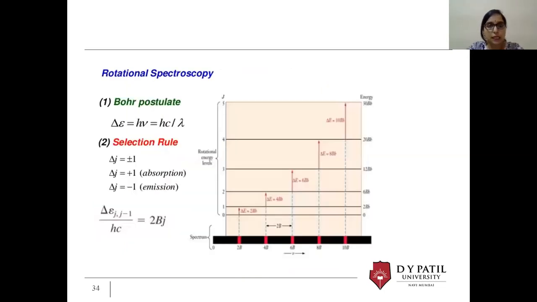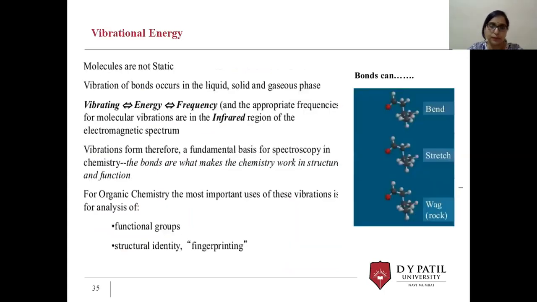Now, rotational spectroscopy also has a particular selection rule. If we try to understand the selection rule of rotational spectroscopy according to Bohr's postulate, it gives us three conditions. Delta J can be plus or minus 1. Delta J equal to plus 1 will lead to absorption, and delta J equal to minus 1 will lead to emission.